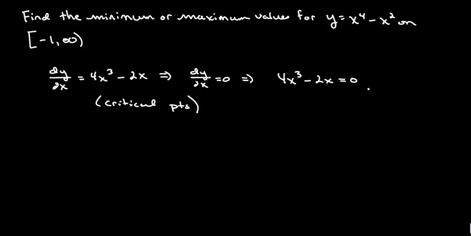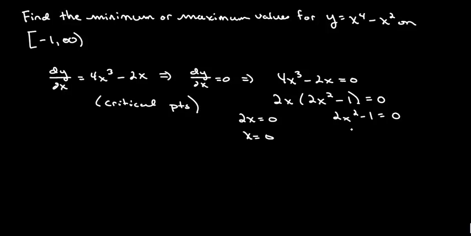minus 2x. Now I'm going to factor out the GCF, so that's going to be 2x times 2x squared minus 1. And now I'm going to set each of these equal to 0. So I've got 2x is 0, using the zero product property. Now I'll solve, so this gives me x should be 0. This gives me x squared should be equal to 1/2, or x is equal to plus or minus the square root of 1/2.